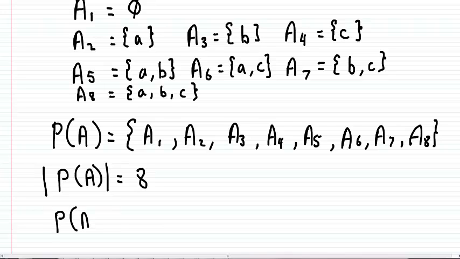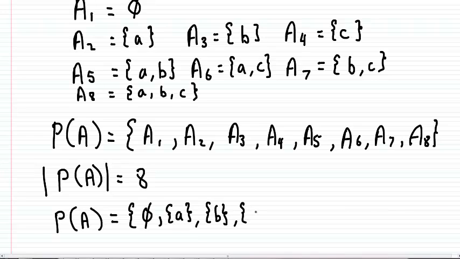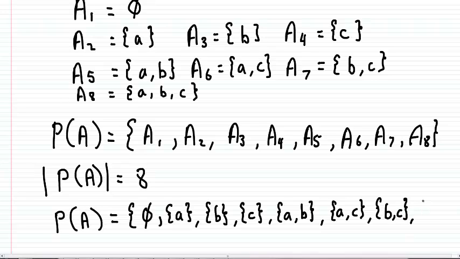If we want to write out the power set in a longer fashion, we can again just list the elements. So the first one, A1, was the null set. A2, set with element A. A3, set with element B. A4, set with element C. A5, set with elements A and B. A6, the set with elements A and C. A7, the set with elements B and C. And finally A8, set with elements A, B, and C.